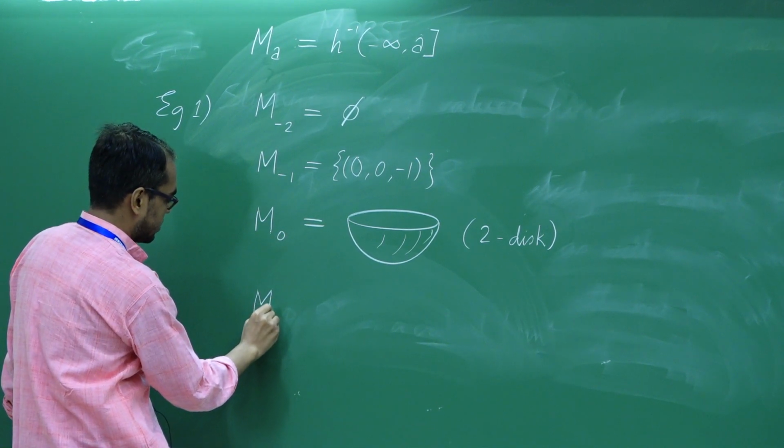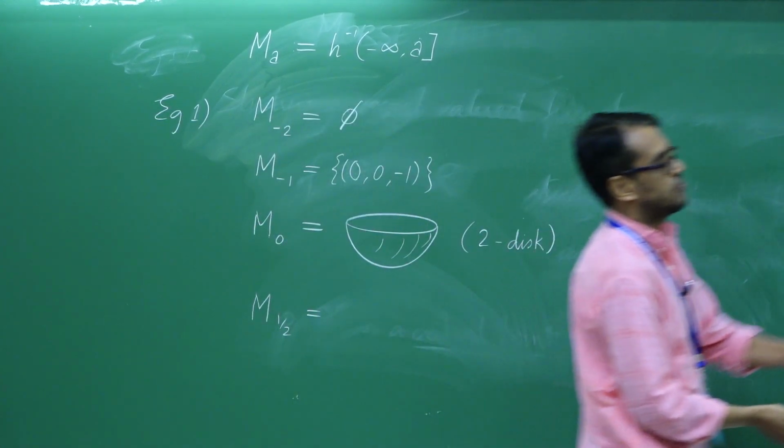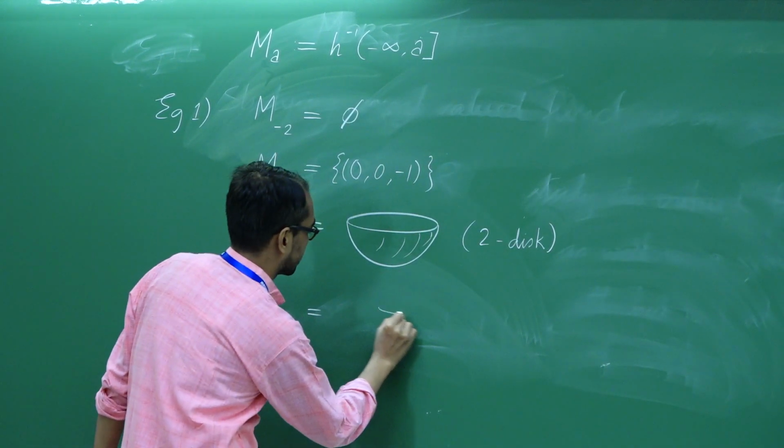You can choose anything else. You could choose, let's say, M half. So what is M half? That's going to be everything all the way up to the height half. It's going to look slightly different, but not too different. It's going to look like this.